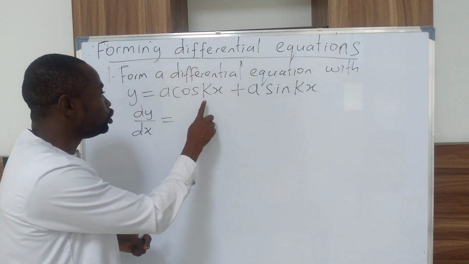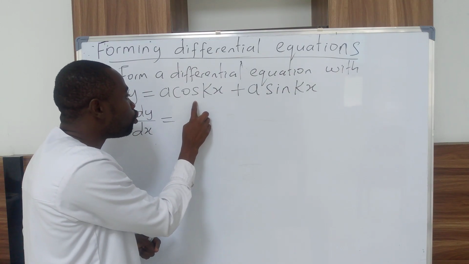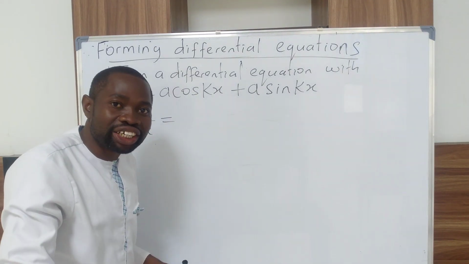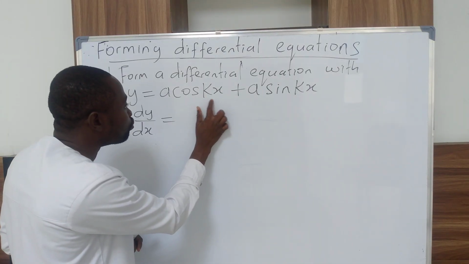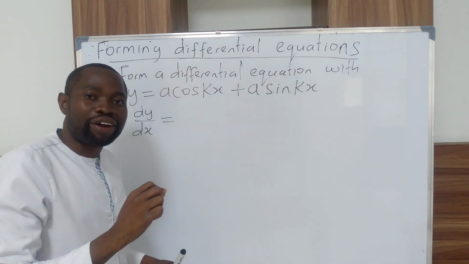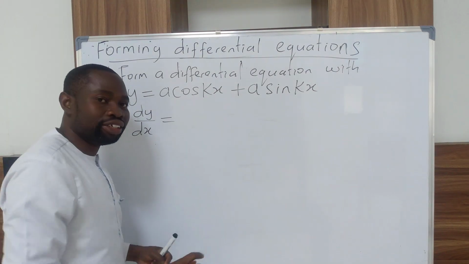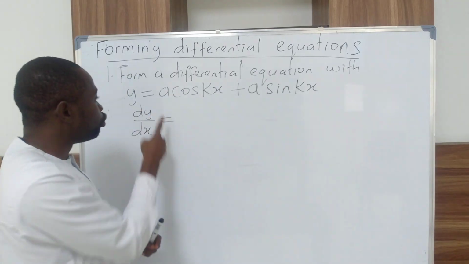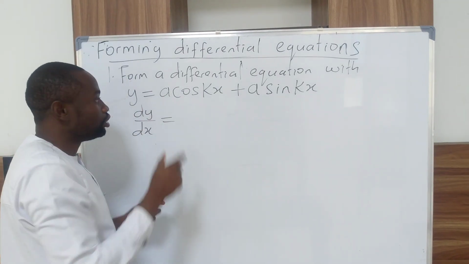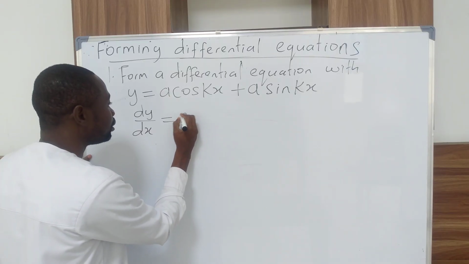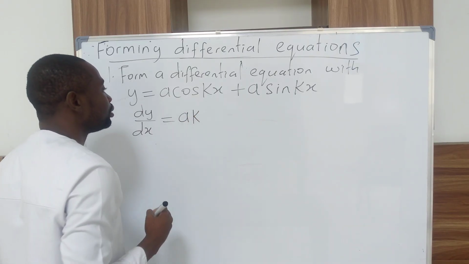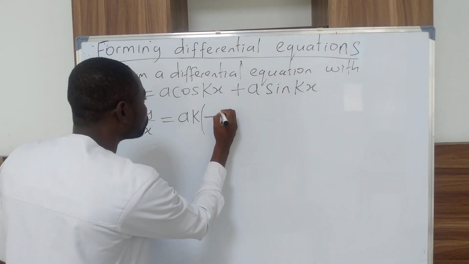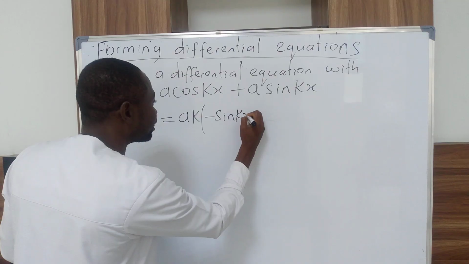Now, again, you have to look at the angle of the trigonometry. Here we have kx. So you have to first differentiate what is in front of the cos. If I differentiate kx, it's going to give me k, because k is a constant. So you multiply that k with the coefficient here. So you have a times k. That will be ak. Now, if I differentiate cos, it's going to give me minus sine kx.